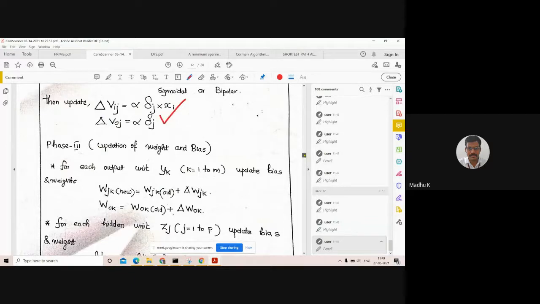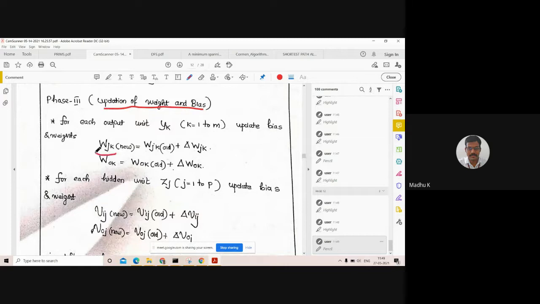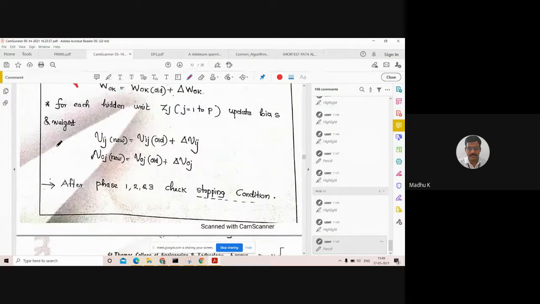And phase 3 is updation of weight and bias. So what is updation of weight and bias? As I told earlier, wjk new is equal to wjk old plus delta wjk. This we calculated previously, by back propagating the error we calculate this term. It is added to the old weight, then we get the final weight. Similarly, we want to update the weight v between the input unit and the hidden layer.